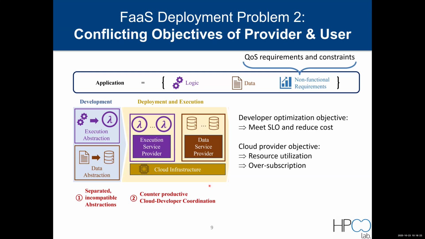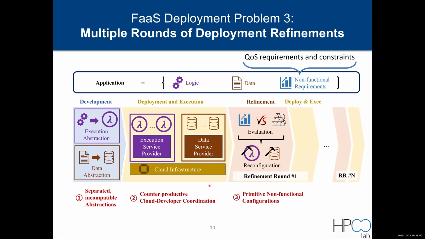So what happens is, as a developer, you want to optimize for meeting the SLO, like making the function run faster or reducing the cost. But the objective for the cloud provider is to optimize resource utilization by reducing the cost of the hardware. By doing that, they need oversubscription, which can make your function run slower.